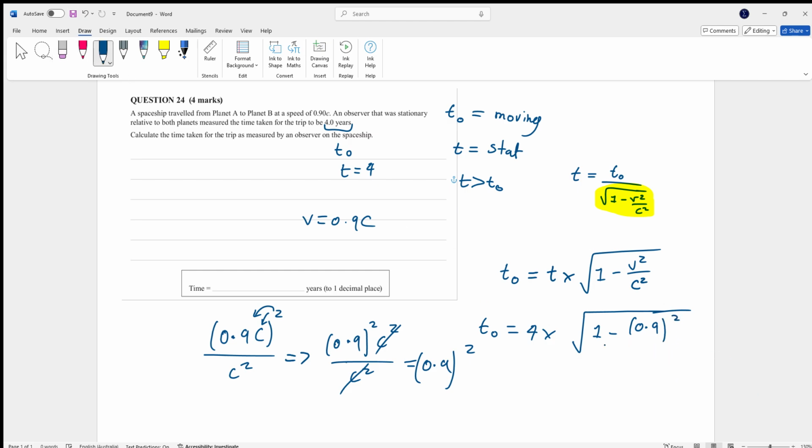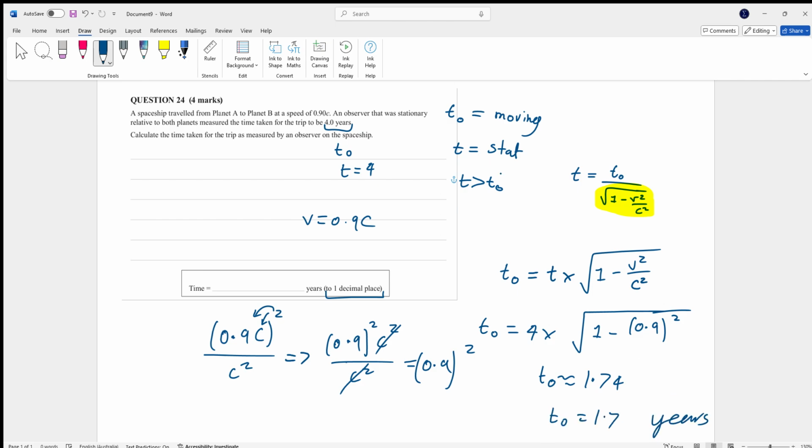Then all you have to do is chuck that in your calculator. So you go 4 times the square root of 1 minus 0.9 all squared. That gives you approximately 1.74. Now they said they want it to 1 decimal place, so T-O is 1.7 years.